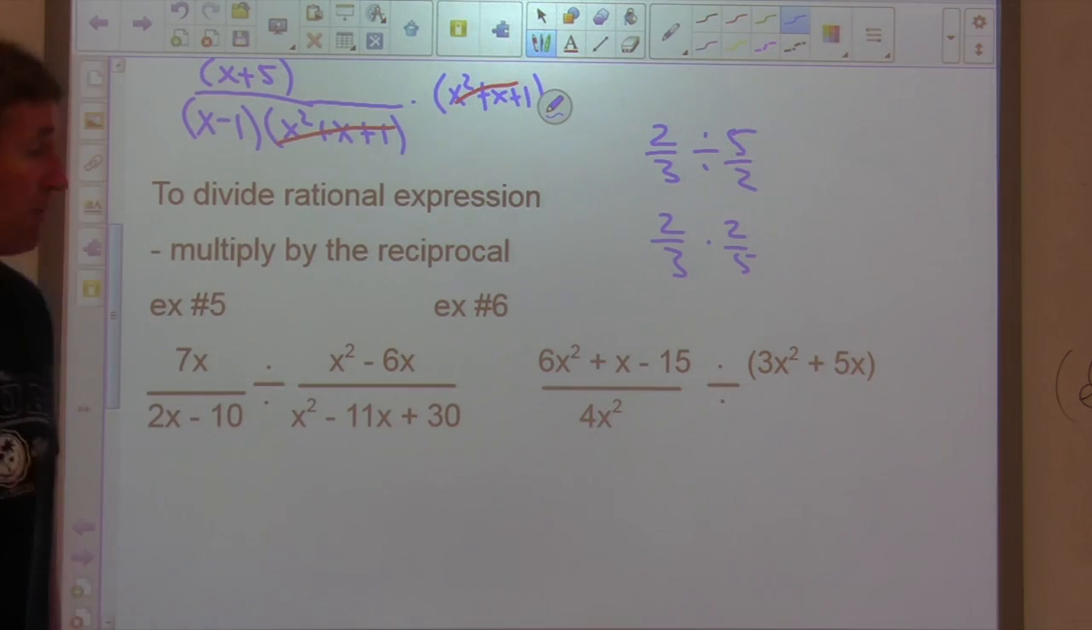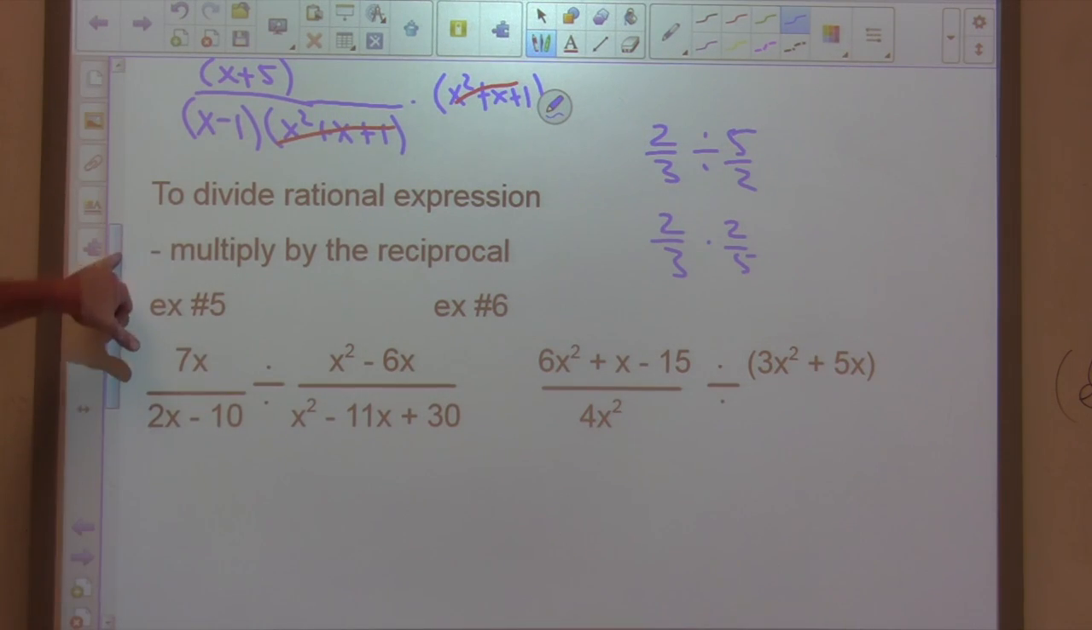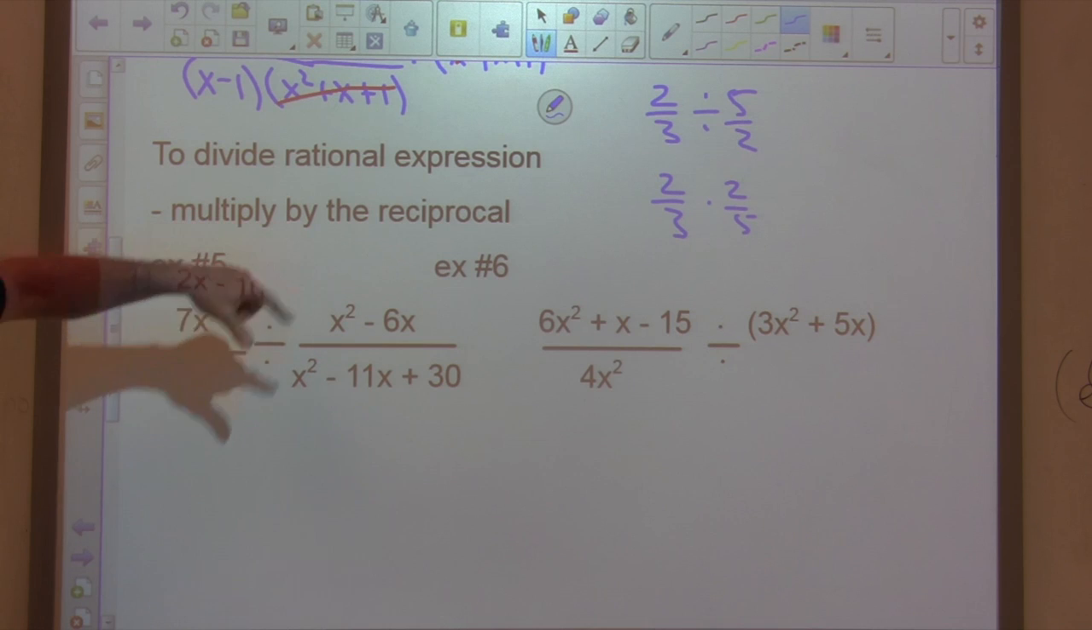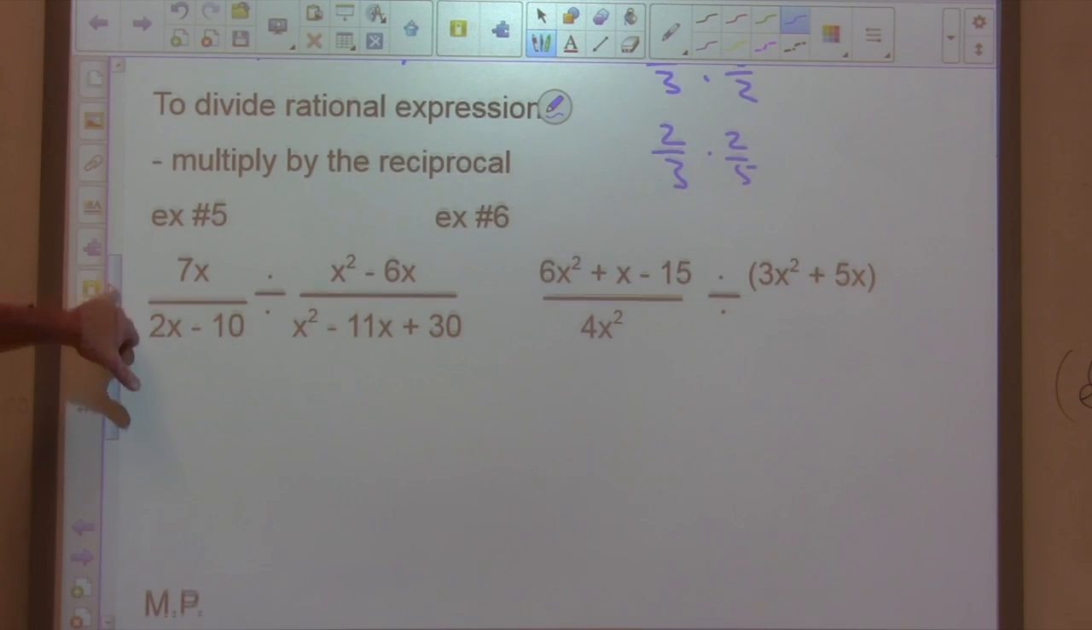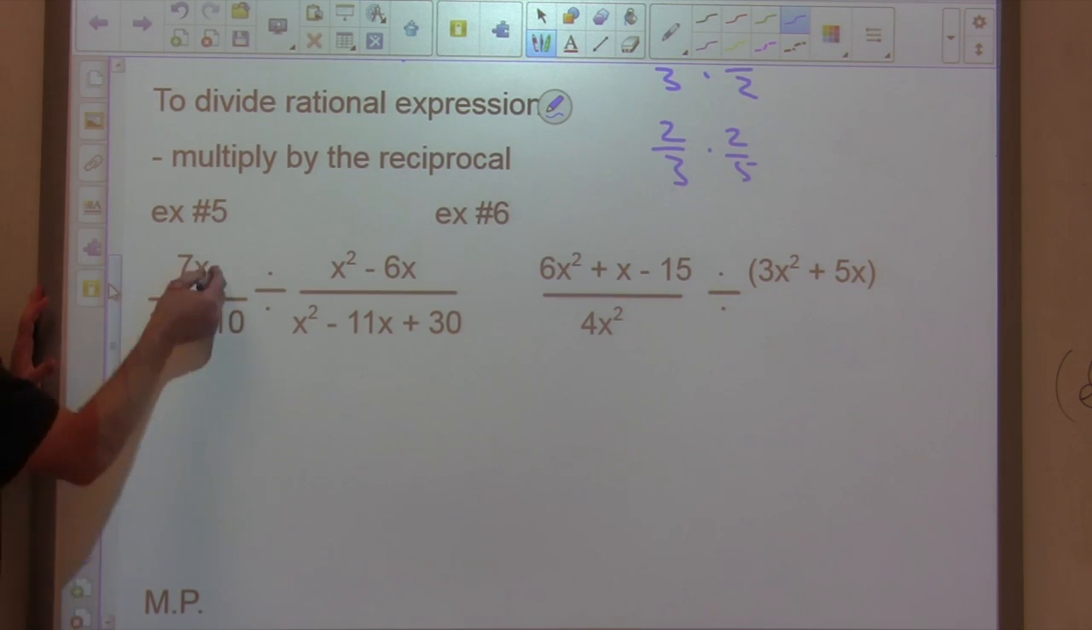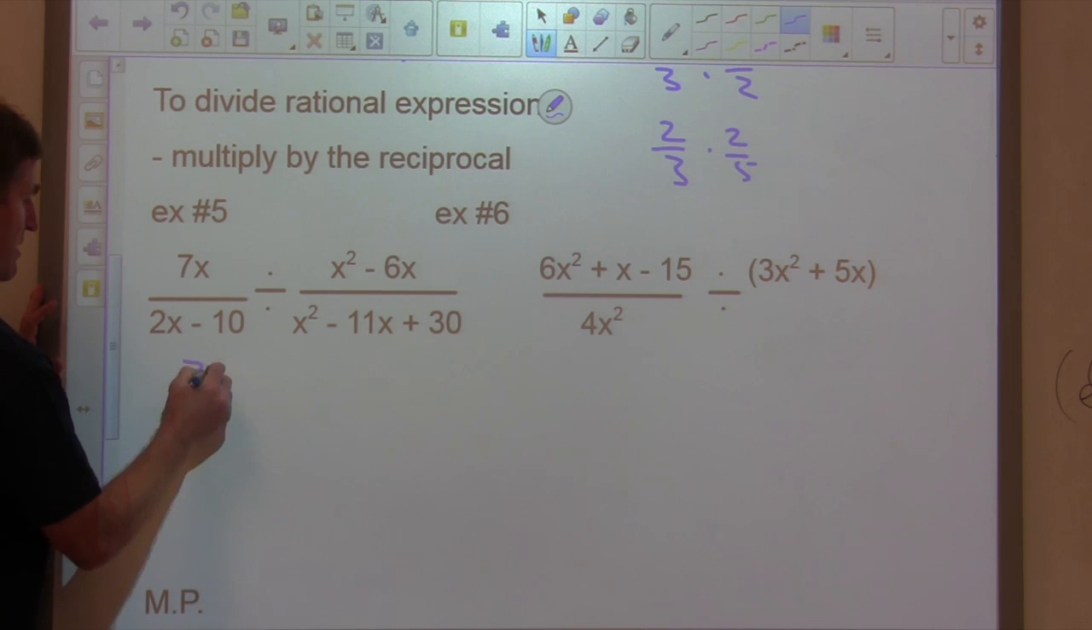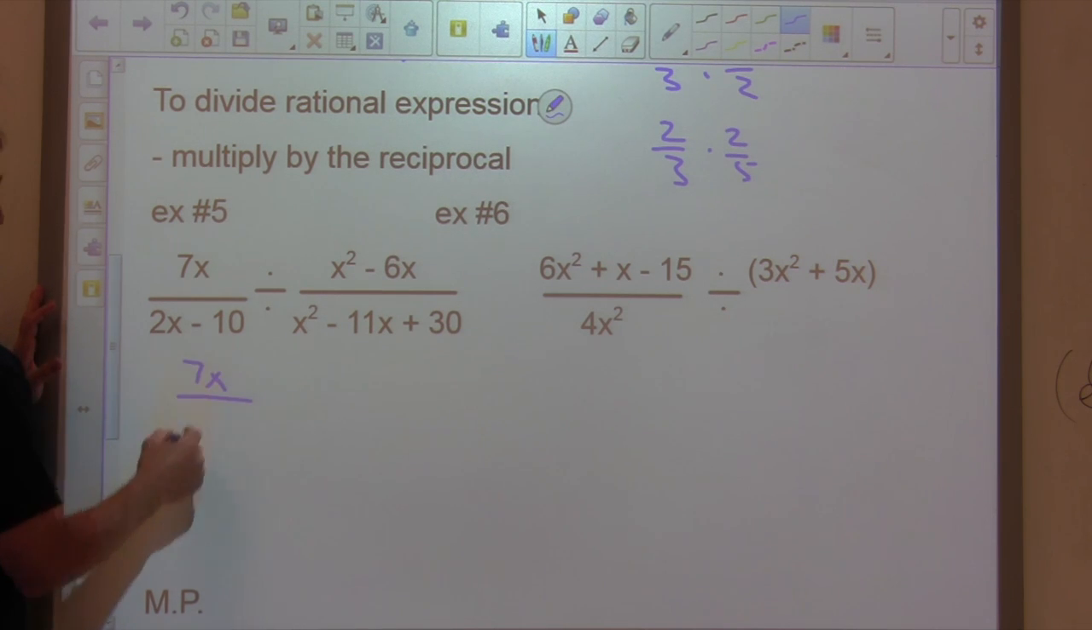It's a multiplication problem. Same thing happens with these. To divide rational expressions, multiply by the reciprocal. So nothing changes. We're going to do it the same way. We're going to factor this. Pull out a 2.